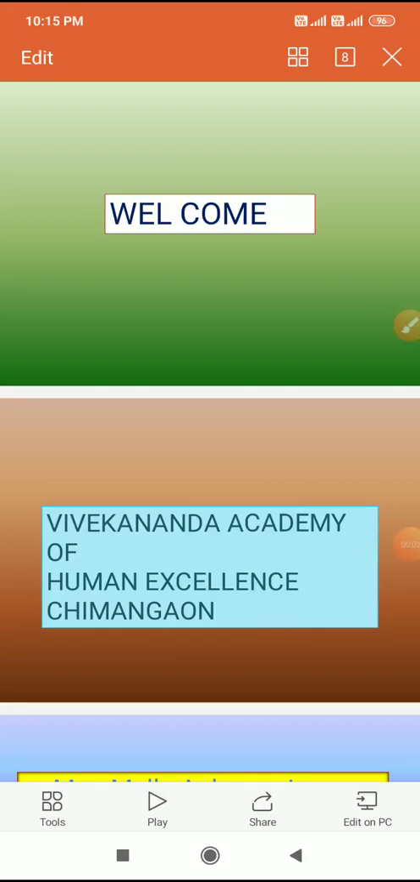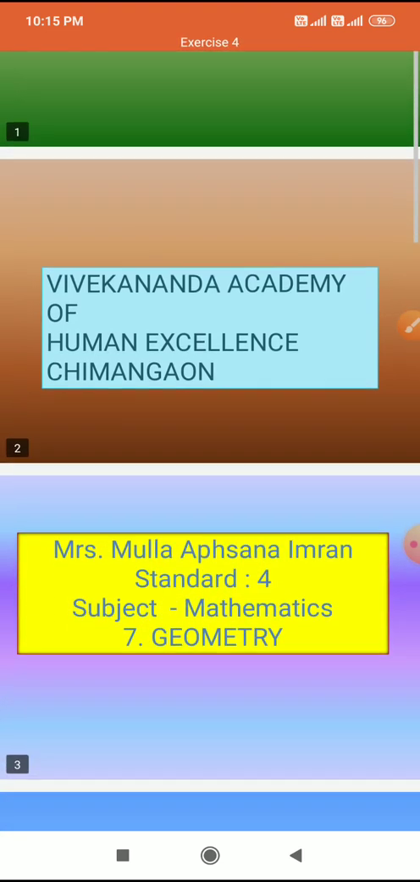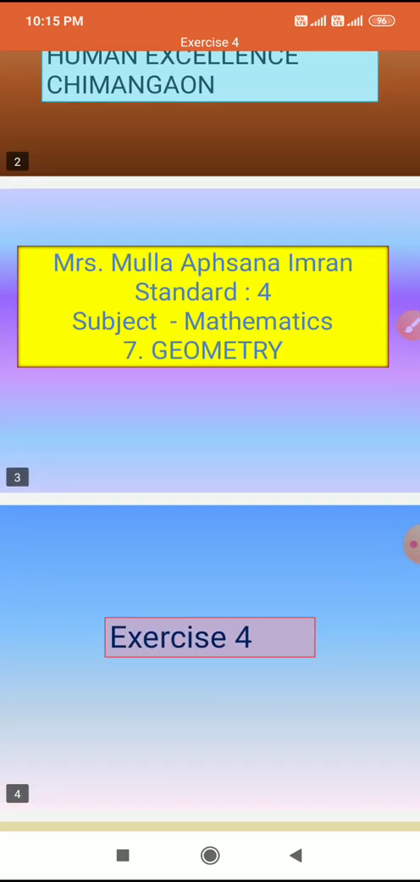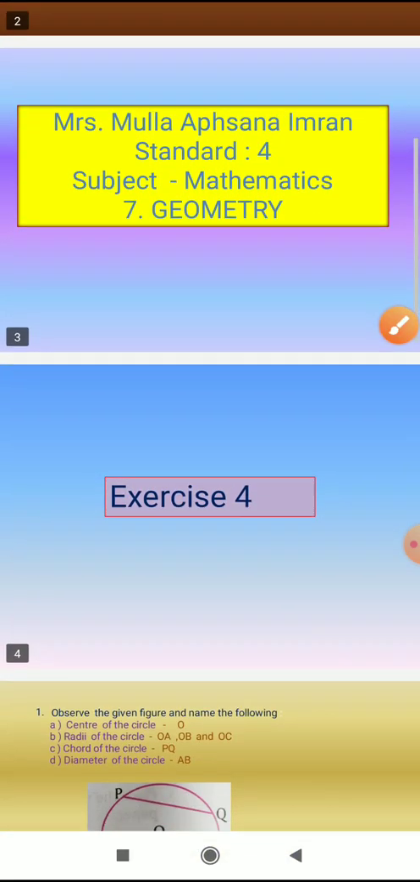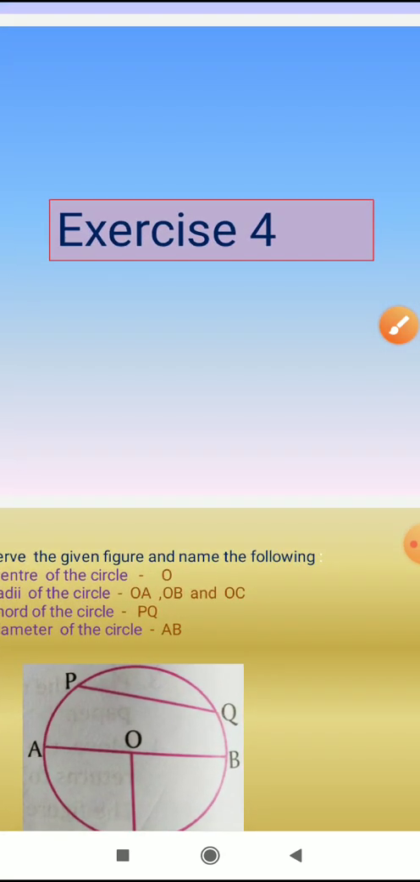Students, you have learned about some terms related to circles, as well as how to draw a circle of given radius, and how to find the diameter and radius of a circle. So students, now we will solve exercise 4. Okay, so let's solve the first example.